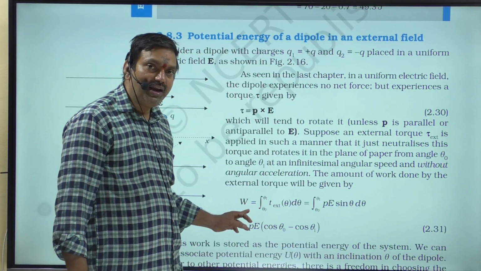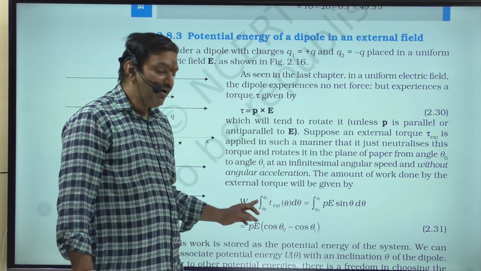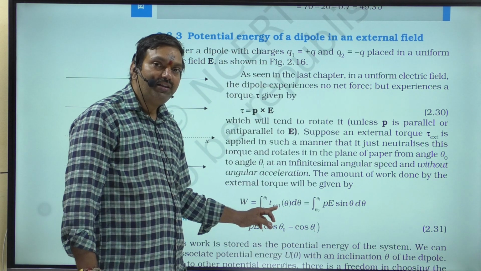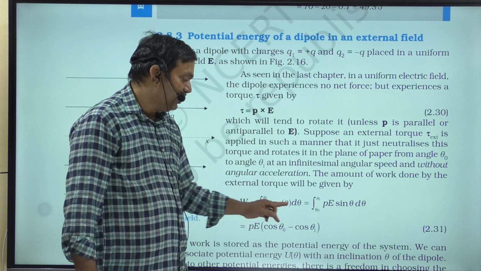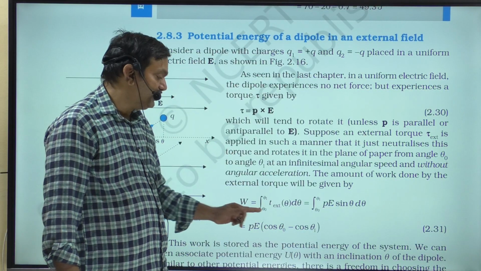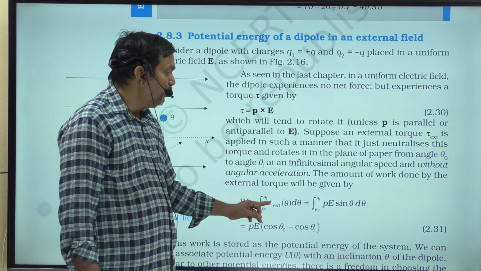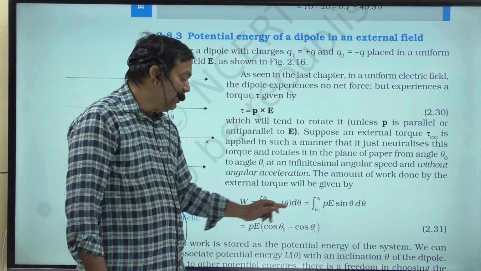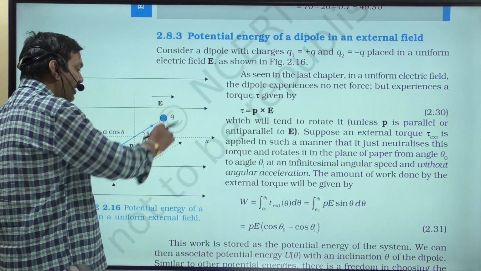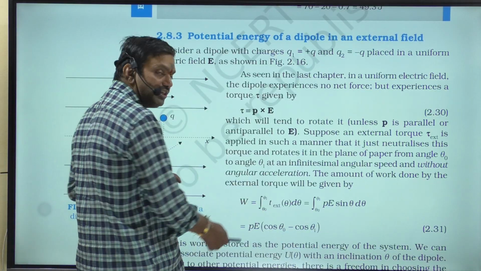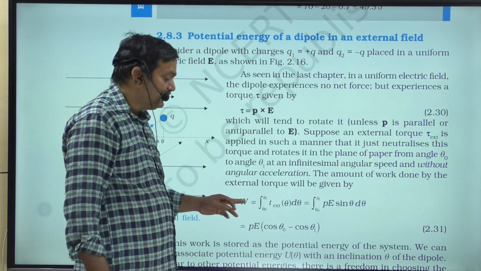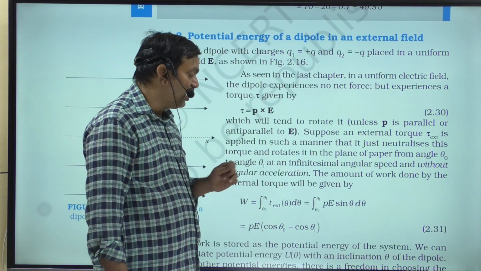So work is nothing but force. I told you work is equal to force into displacement. The angular analogue of force is torque, multiplied by distance. Here it is not linear distance, this is angular displacement, which is d theta. So tau, which is a function of theta, multiplied by d theta within the limits theta naught to theta 1. Now this external torque is bringing it back from theta naught to theta 1. So the limits of theta must be taken as theta naught to theta 1.